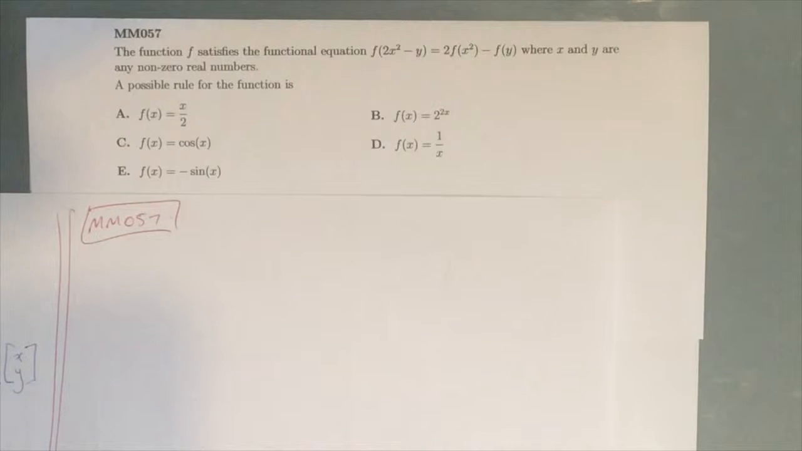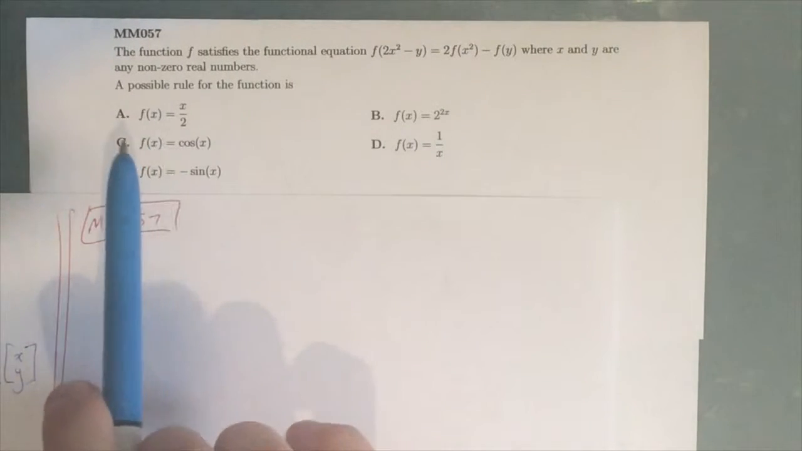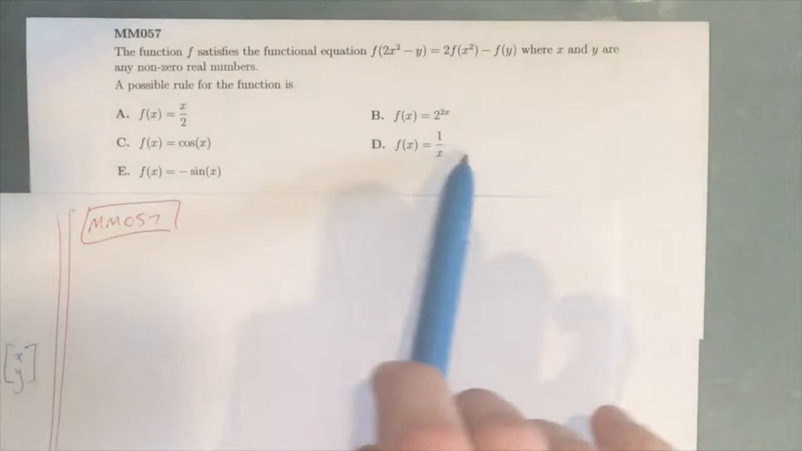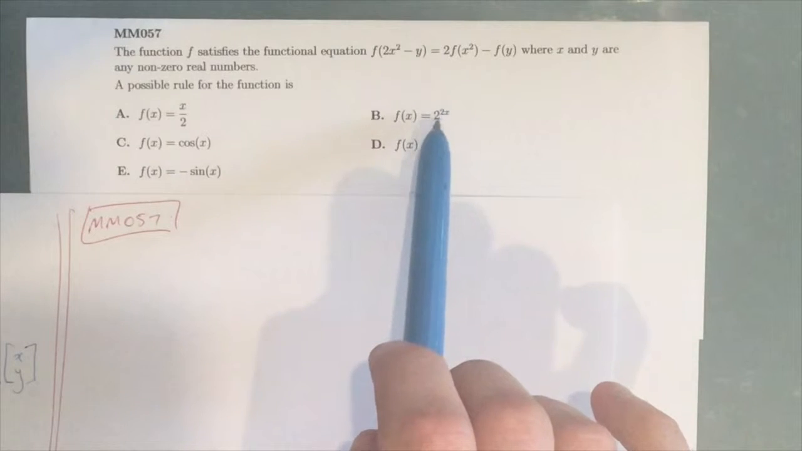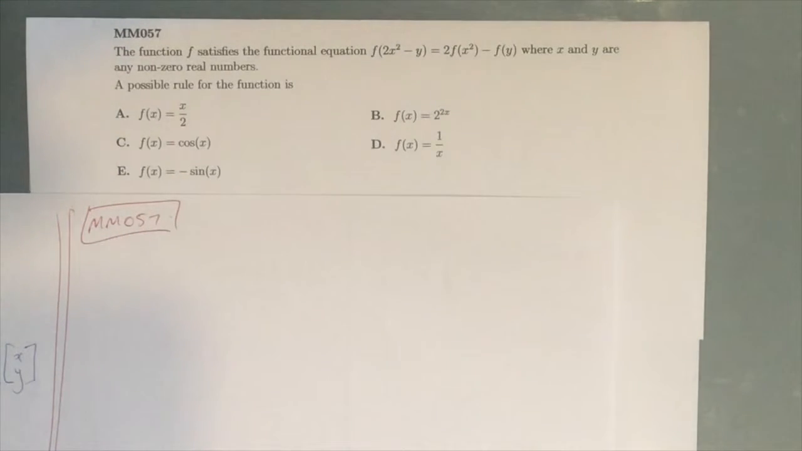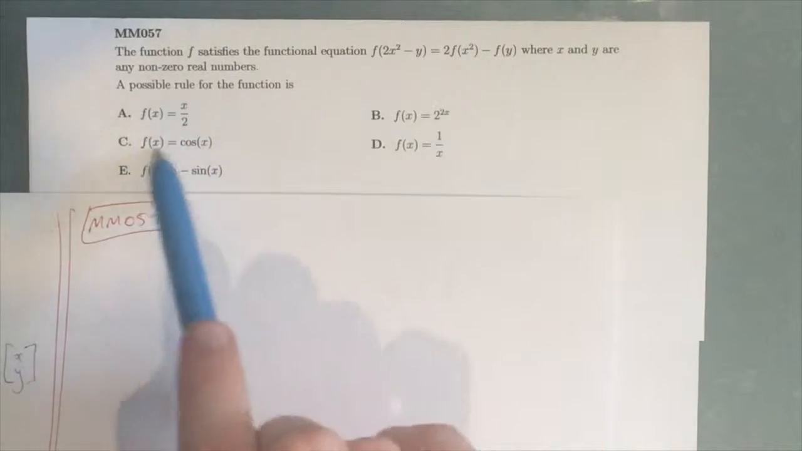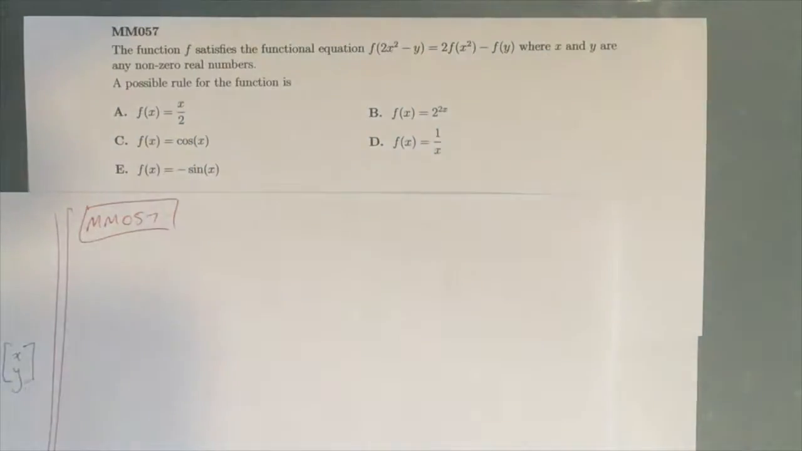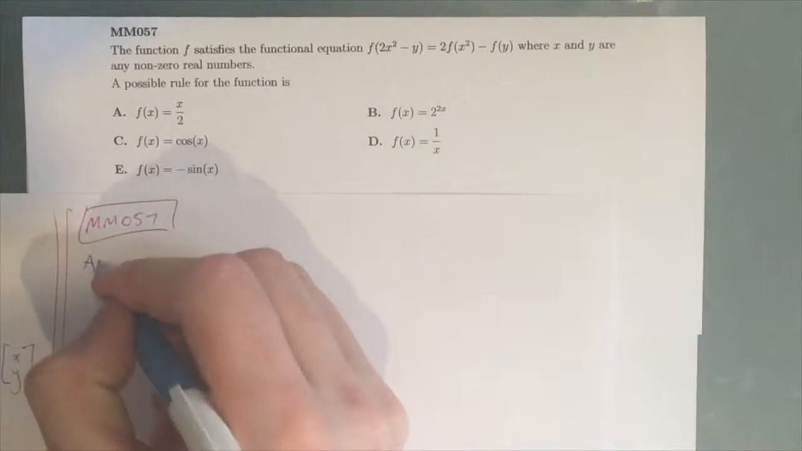So this is really just a trial and error question. What I would do is start with the simplest functions, so probably the x on 2 and the 1 on x, and then go to the 2 to the power of 2 on x, and then try C and E as well. So pretty much we just have to use one of these as f of x, and then plug in these values for that and see if it works. So let's start with A and test that.